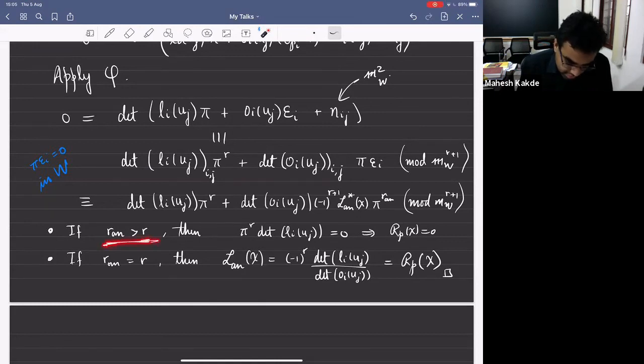But now if the first conjecture of Gross fails, then we know that this is 0 modulo pi to the R plus 1. So this thing is 0. And so we get that the determinant of l_i u_j is 0. So we get that this is 0, which implies that the regulator is 0. Right? I said that if Gross's conjecture fails, then we have to show that 0 is 0. So that's what we show here. But if the first conjecture is true, then R_n is the same as R, and we get what we want. Right? So that's how it's done.